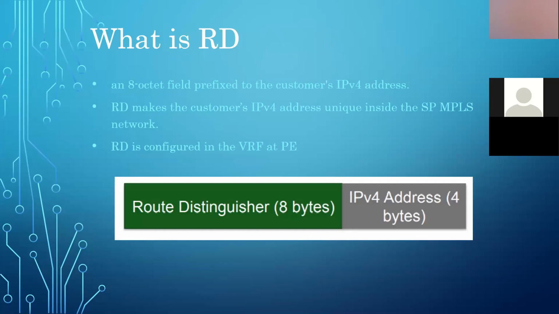What is the route distinguisher? The route distinguisher, as you can see, is an 8-octet field that is added to the original IPv4 address. It is used to distinguish the route, and it's configured on the VPN instance, that means on the PE, and it makes the customer IPv4 address unique inside the service provider MPLS network.